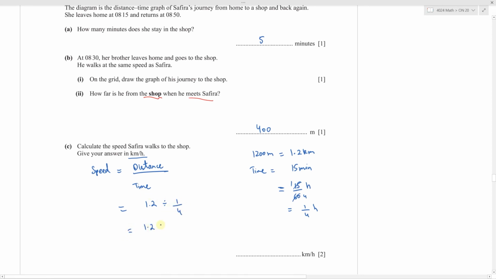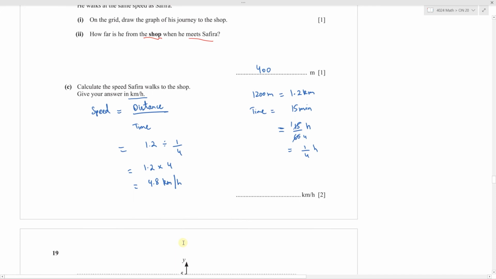Then I can convert this into a multiplication sign and take the reciprocal. So 1.2 times 4 will be 4.8 kilometers per hour. So this is her speed walking to the shop, 4.8 kilometers per hour.